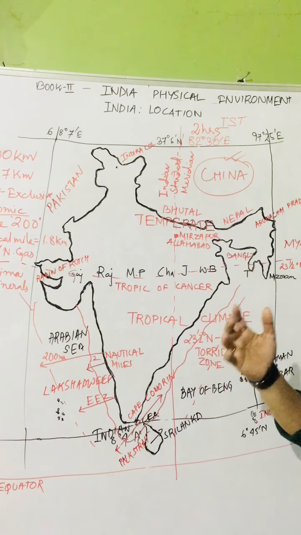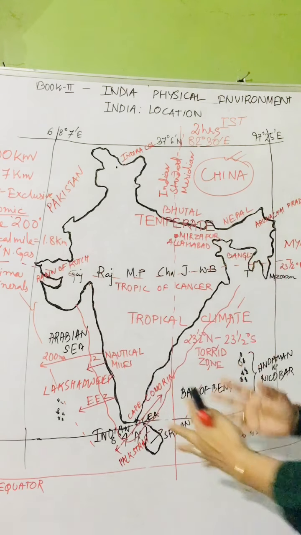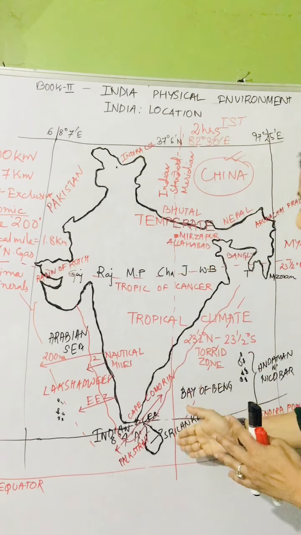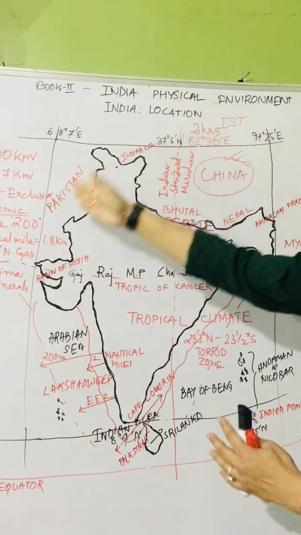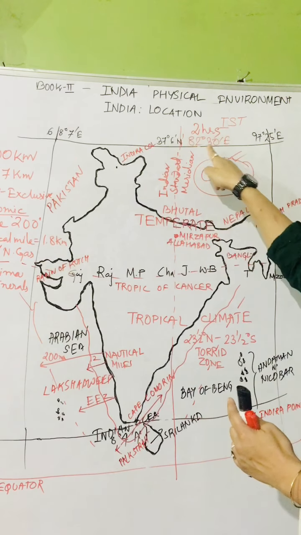But we cannot have two time zones even if we have a difference of 2 hours, because it will create a lot of confusion. To avoid this, we have chosen one longitude which is dividing the country into two equal halves, that is 82 degree 30-minute east.